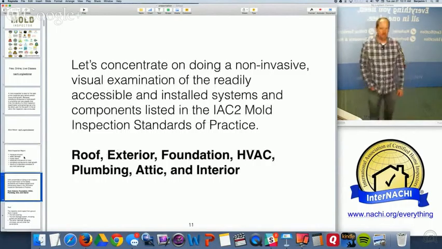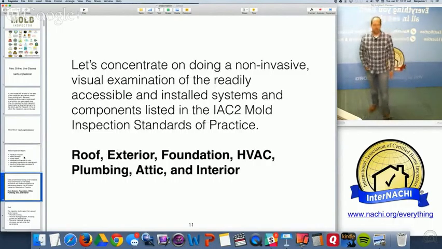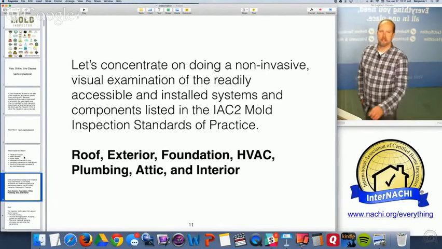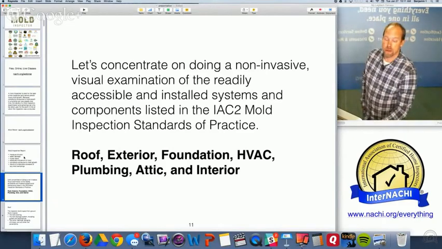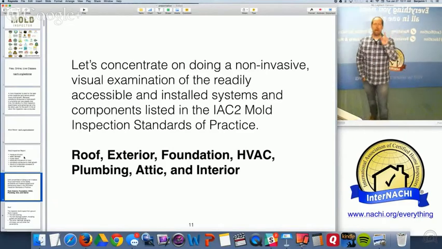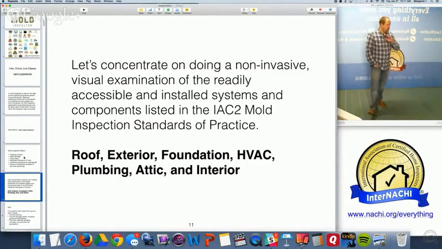So let's concentrate on doing a non-invasive visual examination of the readily accessible installed systems and components listed in the standards of practice. And they include the roof. Yes, you have to inspect the roof. You don't have to get on the roof. Not required during a home inspection. You're not required to step on any roof surface.